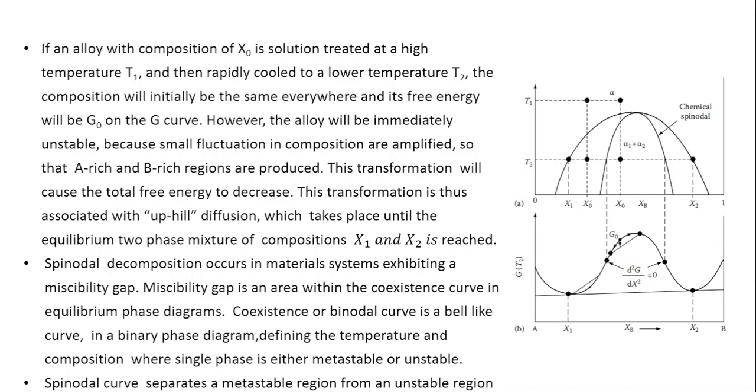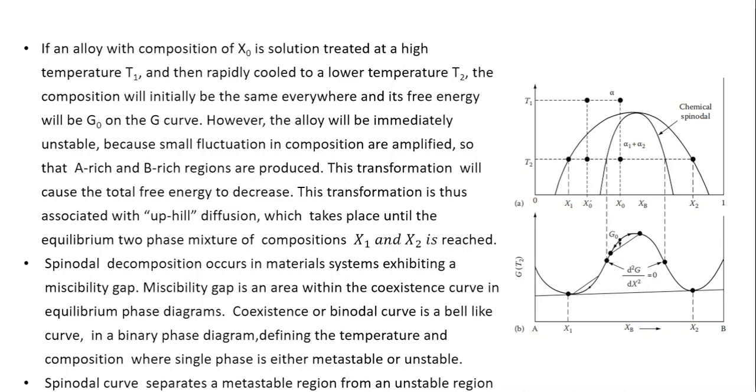If an alloy with a composition X0 is solution treated at high temperature T1, that is, this is the X0 alloy and it is solution treated here, and its structure is alpha, and then rapidly cooled to a lower temperature T2 here, so you bring it here by quenching or rapid cooling. The composition will initially be the same everywhere and its free energy will be G0 on the Gibbs free energy curve.